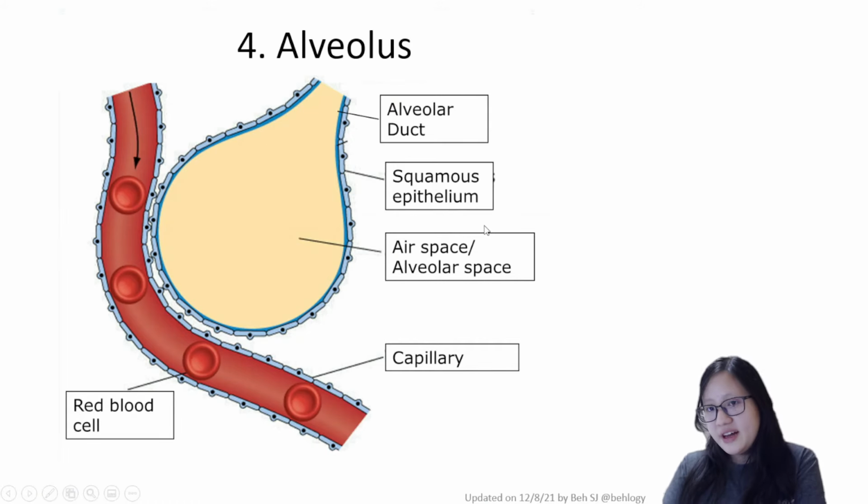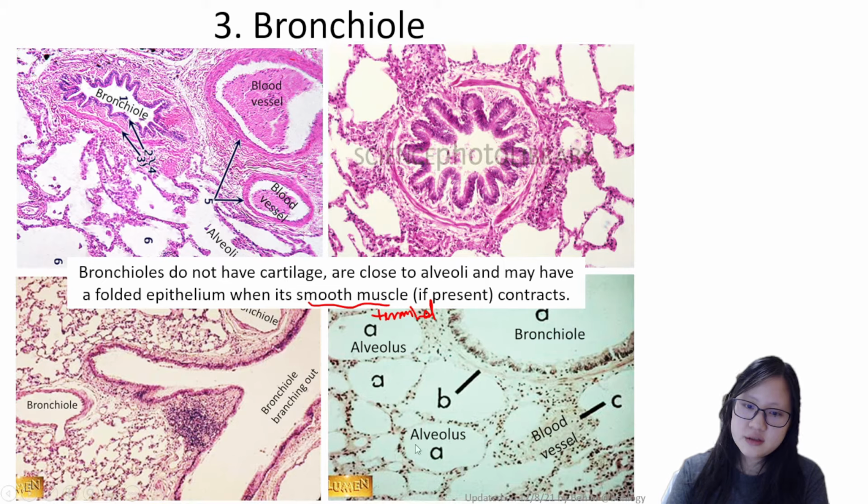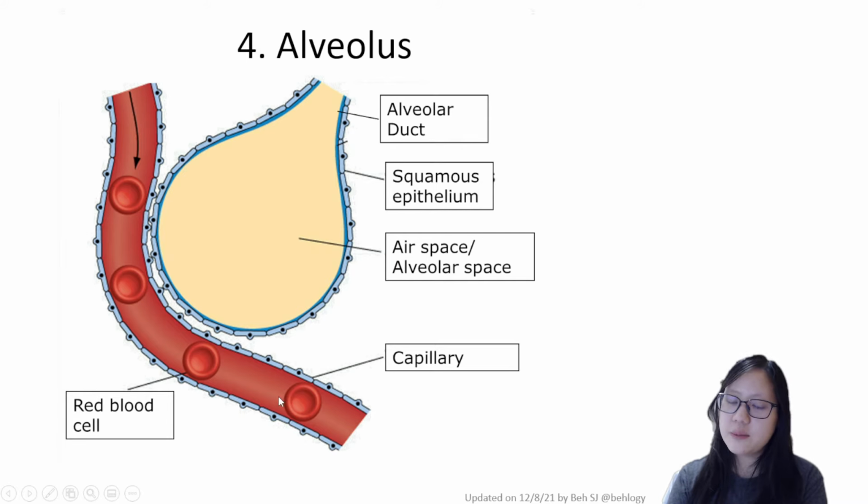Now, what about alveoli? Well, we kind of saw the image just now, that is a net-like structure, and you can see it again here. It's pretty simple. It only has a simple squamous epithelium. It does not have cilia, and it is the site of gaseous exchange. Only alveoli is the site of gaseous exchange, because it's very close to capillaries. So alveoli is one cell thick.